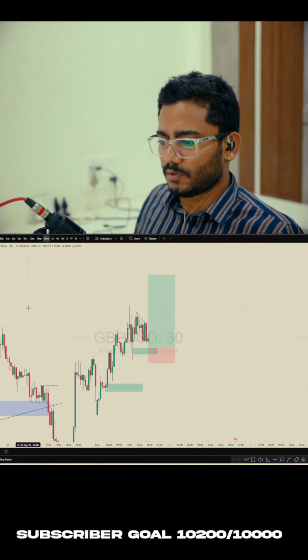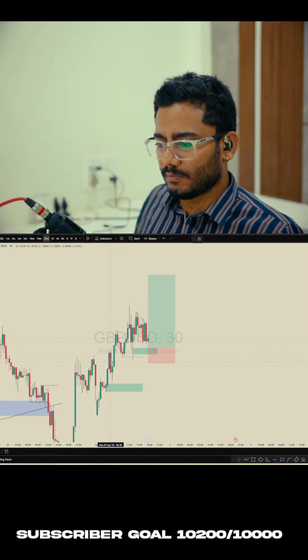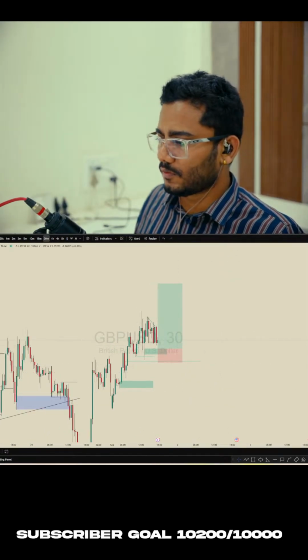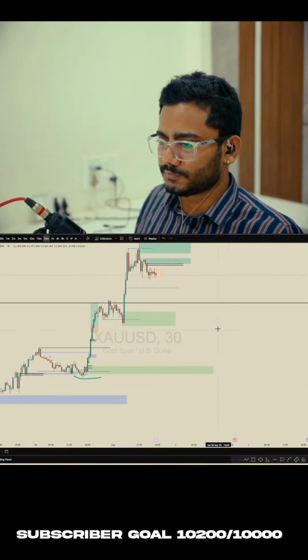Let's say we'll put stop loss below this low because there is an imbalance here also. The price has already fulfilled this imbalance. Let's see. But direction is to the upside.